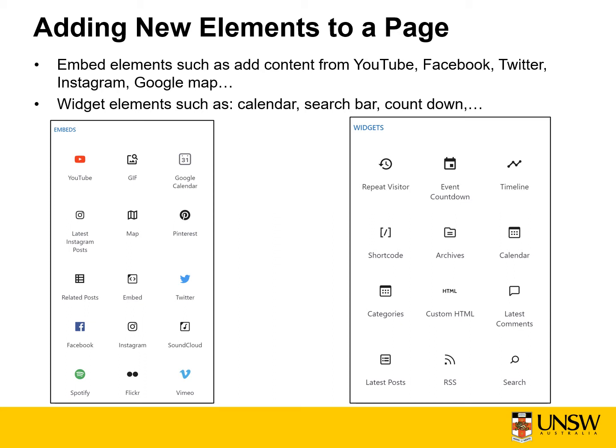And finally, widget elements that are similar to the widgets in the mobile phones. They are small programs that show special contents on your web pages. For example, you can use them to add a calendar, search bar, countdown, and so on. In addition to the widgets that you can add using the new element pane, there are some other widgets such as contact form and Google Map that you can add to the sidebar or footer of your pages. However, they should be added with another approach.